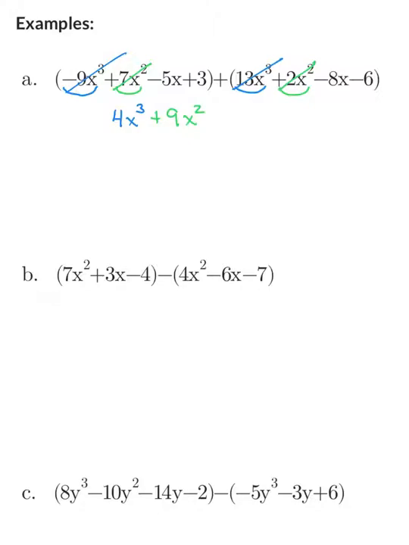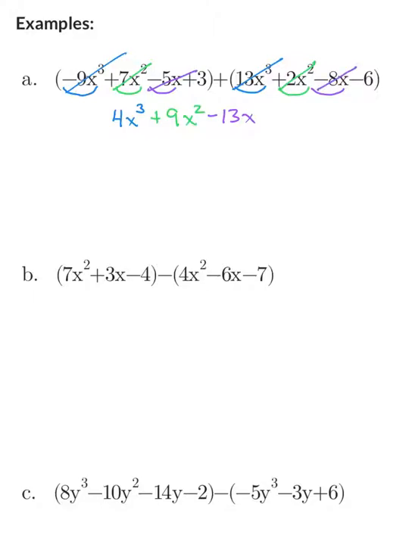My next term is negative 5x, and I can combine that with negative 8x. So we want to combine our numbers. Negative 5 and negative 8 will combine to negative 13 since they are the same signs. Remember that we add and keep the sign, and we keep the variable. So we're done with those.